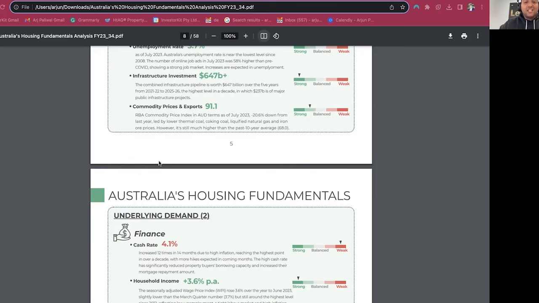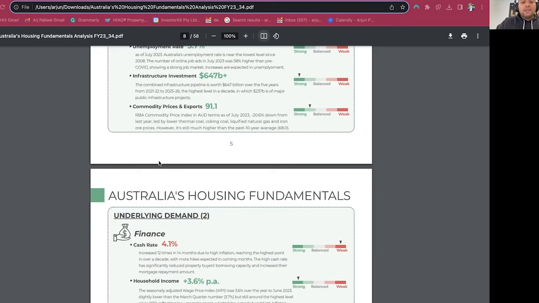Commodity prices and exports, they are down a decent amount, sort of 20% down plus from last year, but they're still at very high levels. So anyone saying that the mining boom's done or anything like that, well, no, the commodity price and exports are still pretty strong. They're just not obviously at their peaks that they were 20% higher than last year.